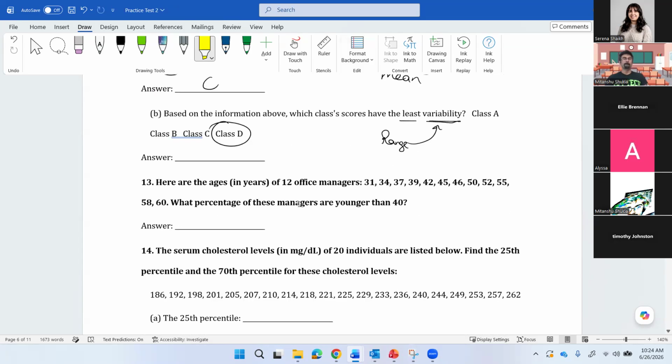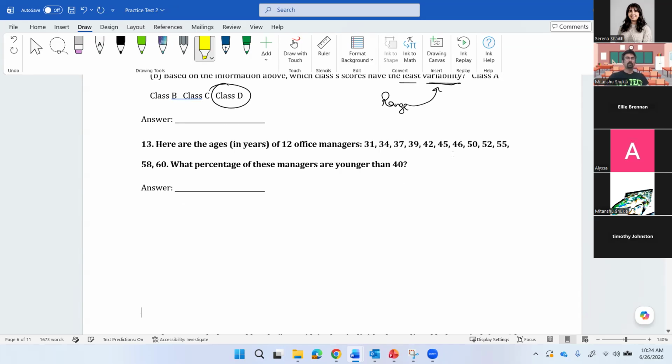All right. Number 13. Here are the ages of 12 office managers. What percentage of these managers are younger than 40?